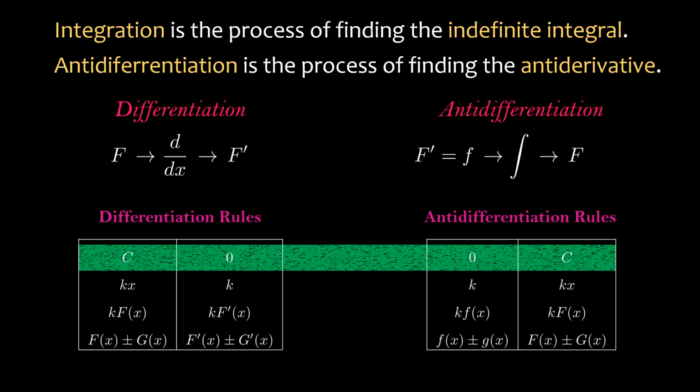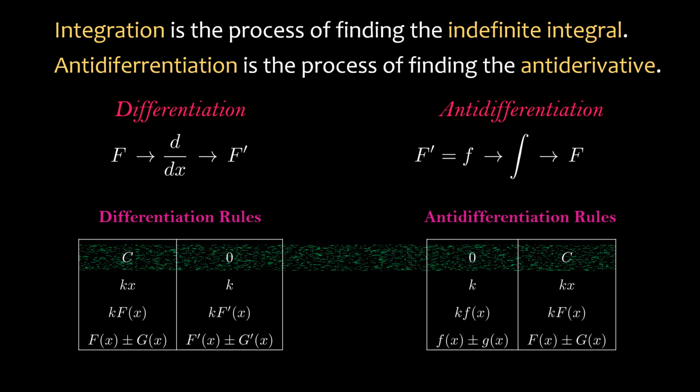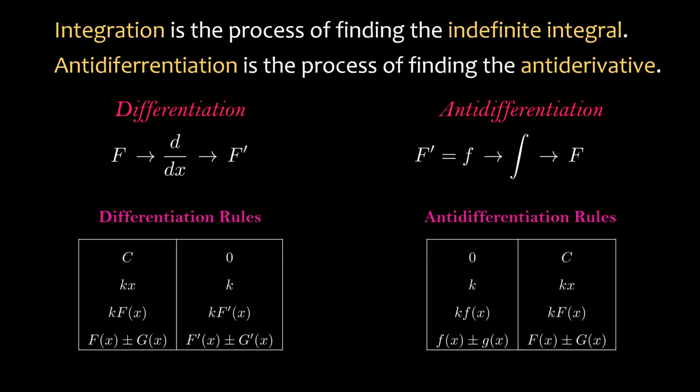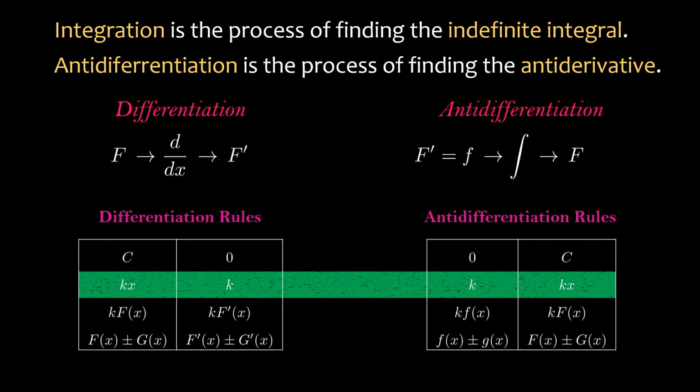For instance, the derivative of a constant c is 0, while the antiderivative of 0 is an arbitrary constant. The derivative of a constant k times the independent variable leads to the constant, while the antiderivative of a constant k leads to the constant k times the variable of integration.